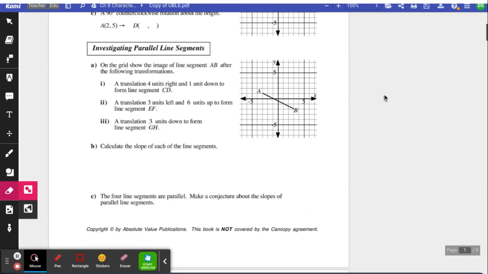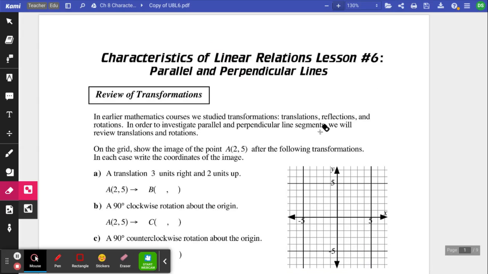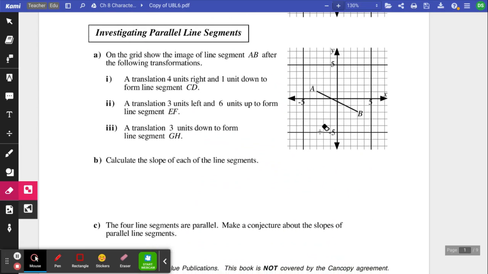Okay, here we go. So we are on lesson 6, and we're going to talk about parallel and perpendicular lines. And I'm just going to skip the first little thing. We're going to go right to the investigation.